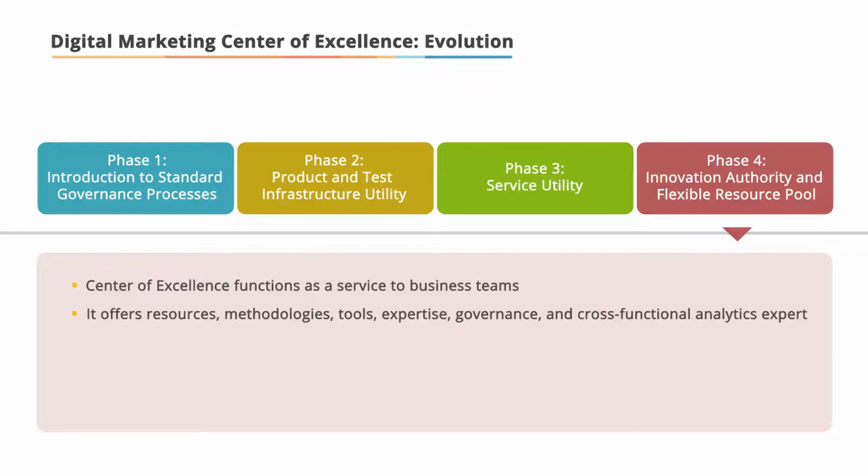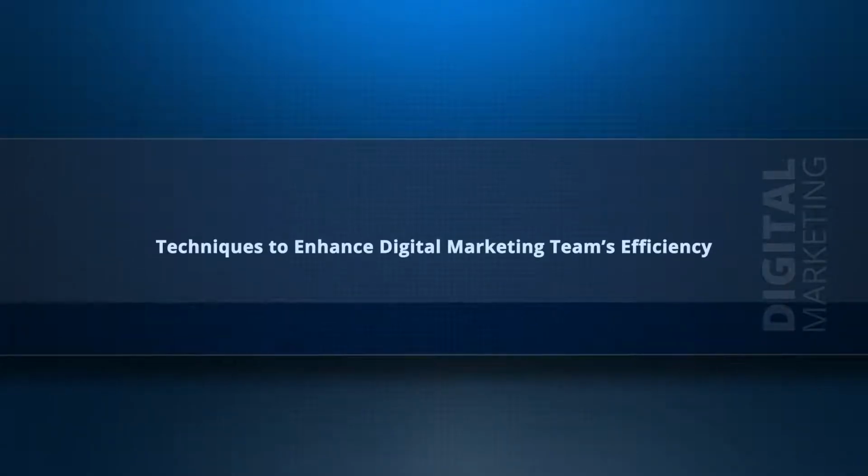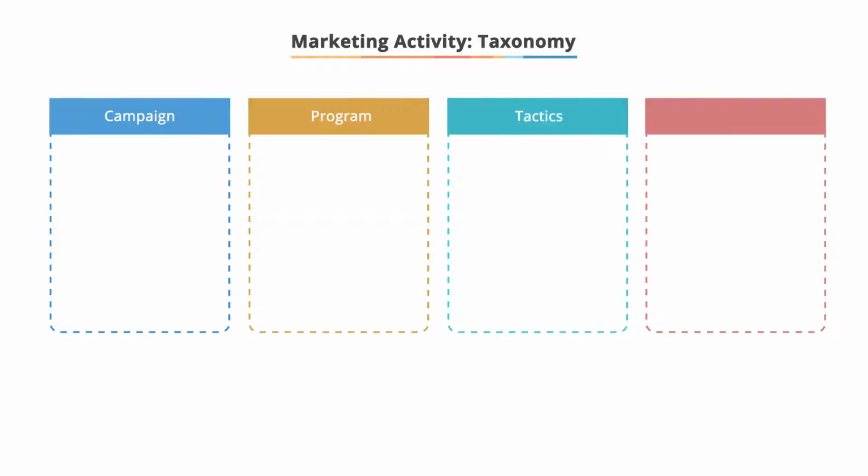One governance aspect touches on the breakdown of tasks related to campaigns. Some techniques to enhance digital marketing efficiency. So it's useful to define what we call a marketing activity taxonomy. So we have four major levels: campaign, program, tactics, and playbook.